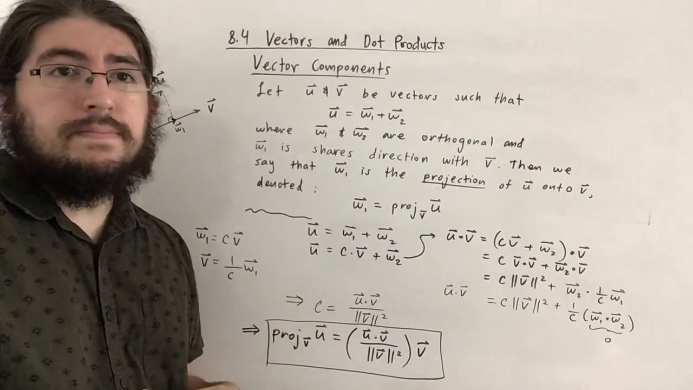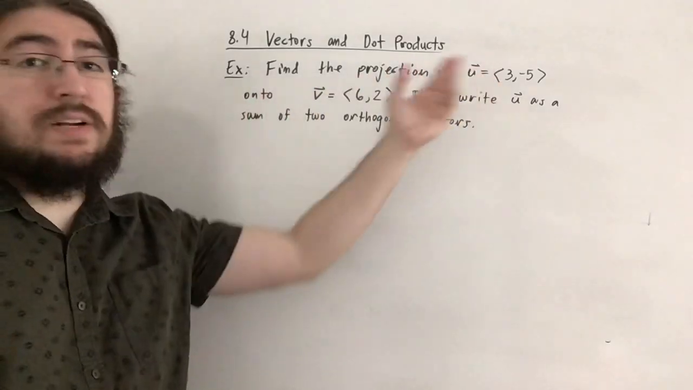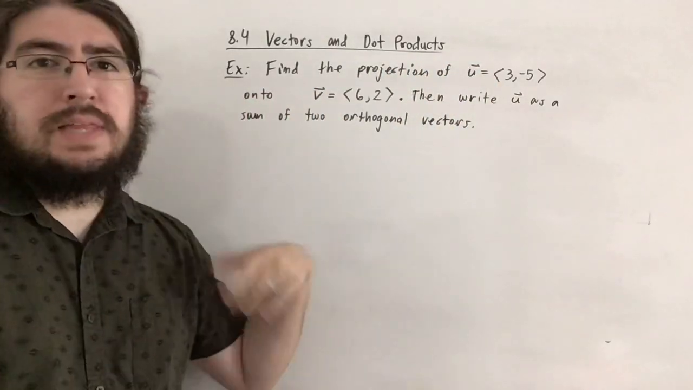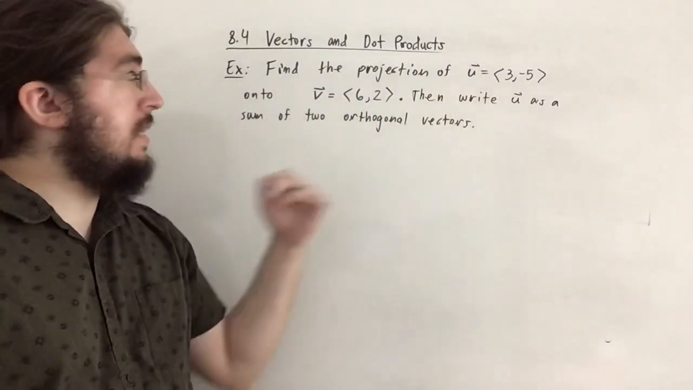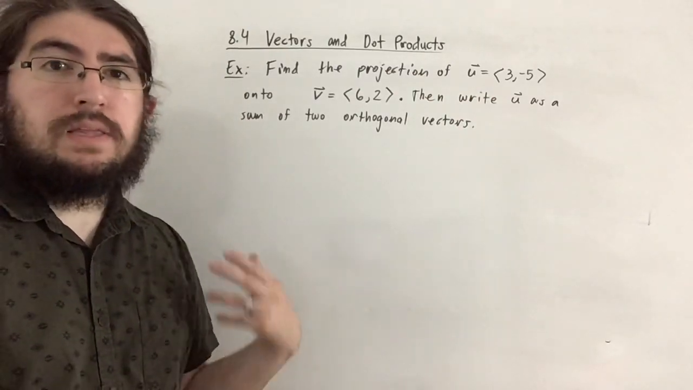Finally. Right, so here's the last example we're going to take a look at, and we want to find the projection of this vector u onto this vector v. But then from there, we also want to write u as a sum of two orthogonal vectors, one of which will obviously be the projection.